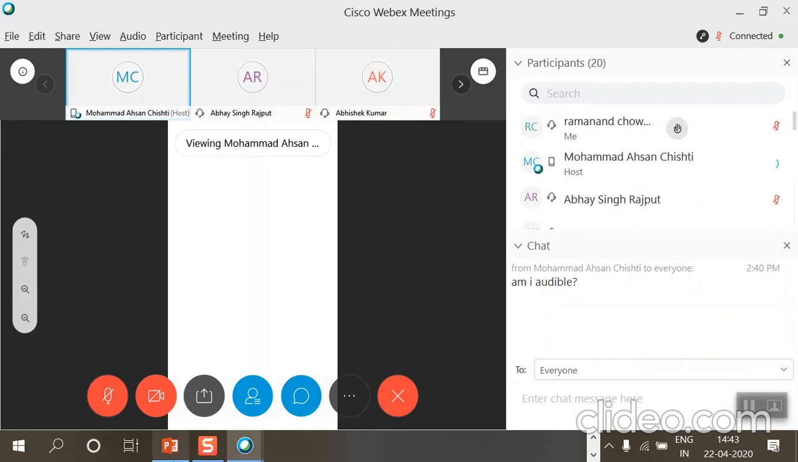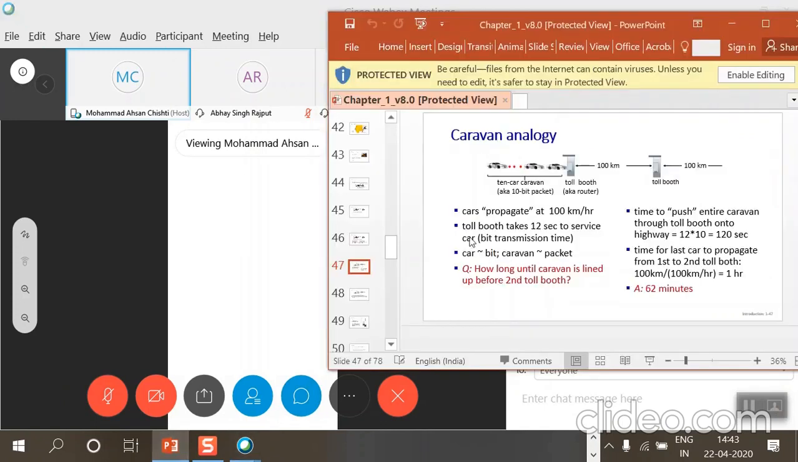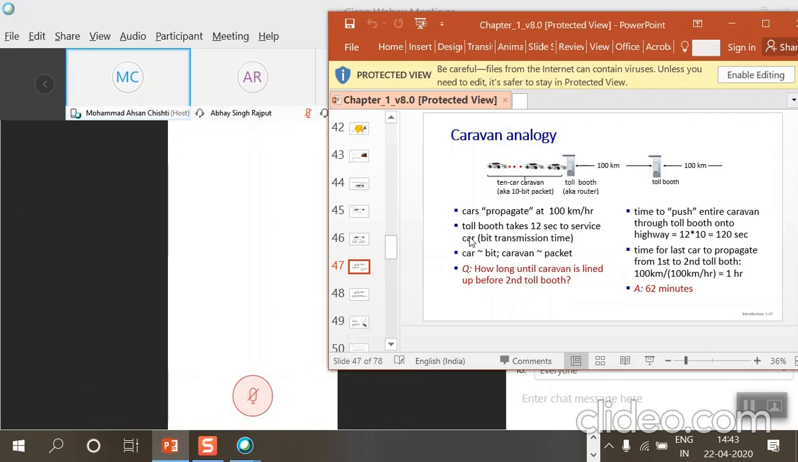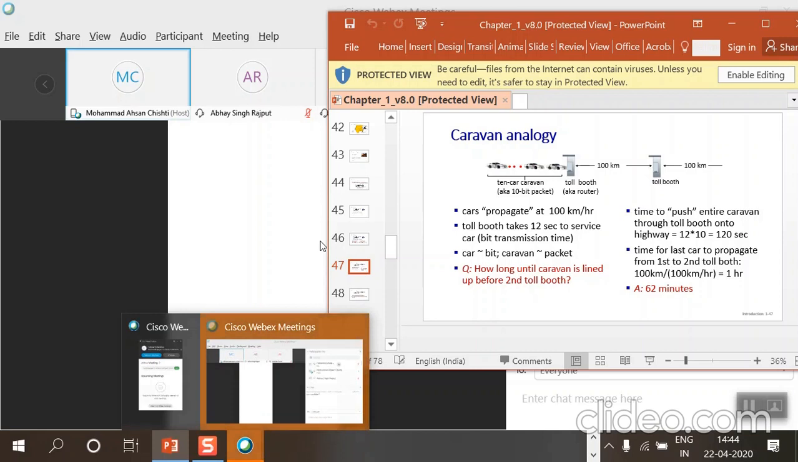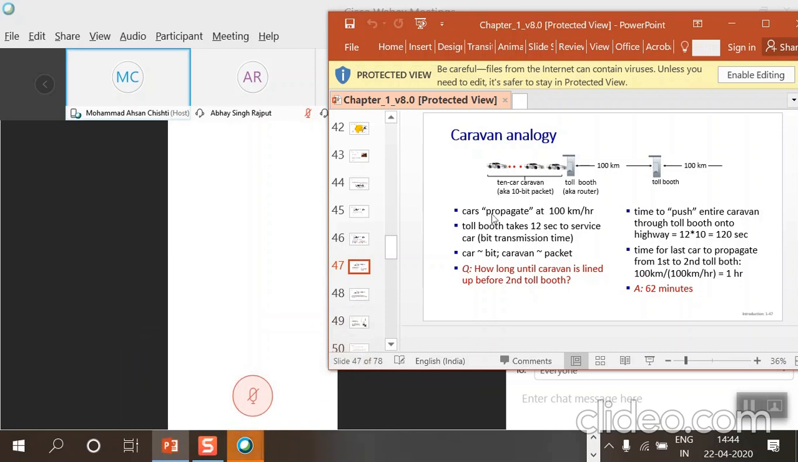Why? Propagation delay would depend upon how far one toll booth is from another toll booth. That would be the propagation delay.